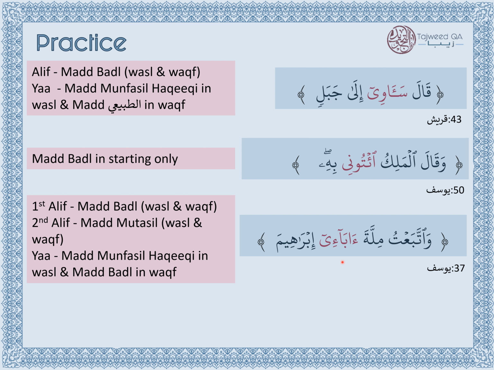The second alif has a mad sign and it's followed by a hamza in the same word, which makes it mad muttasil in wasl and waqaf, 4 or 5 harakat. And the third mad letter, the ya, has a mad sign and it's followed by a hamza in the following word, which makes it mad munfasil haqiqi in wasl.